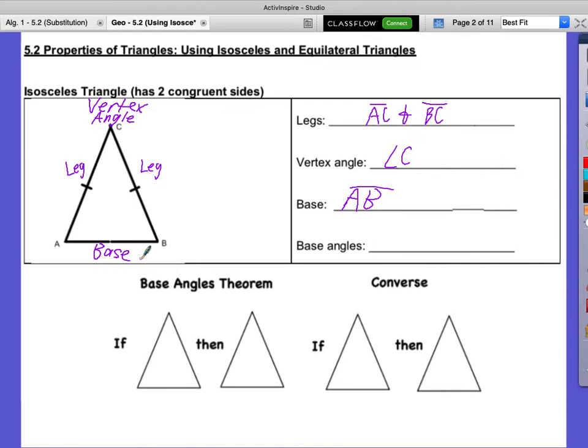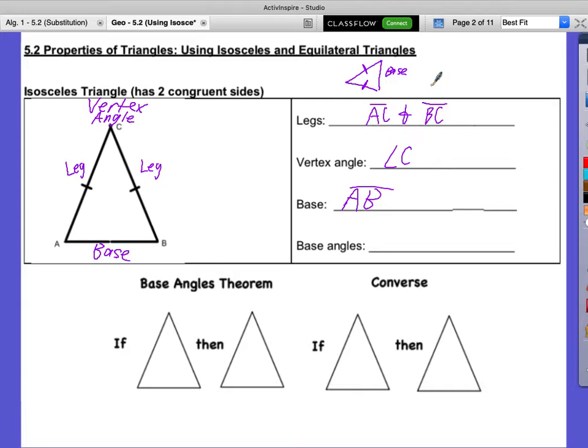So if I took this triangle and I just pushed it over, and it looked like this now, the base would be on the right-hand side instead of the bottom. So it doesn't have to be the bottom like we would conventionally think. It just happens to be the non-congruent side. In this case, it's on the bottom. Most commonly, that's where we'll see it, but it's not always.